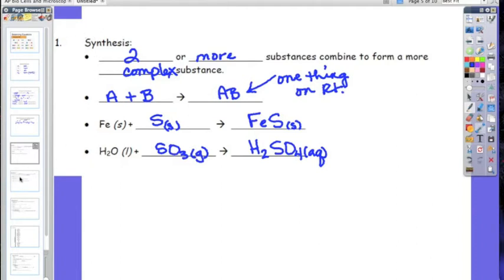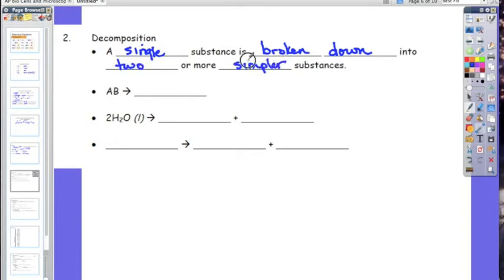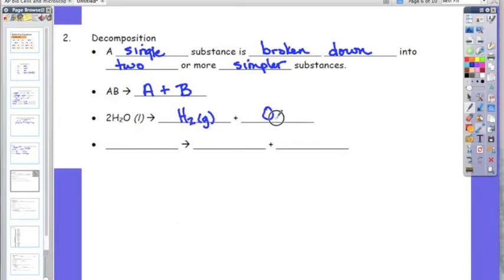The second type is a decomposition reaction. In a decomposition reaction, it's the reverse of a synthesis. So you have a single substance that is broken down into 2 or more simpler substances. An example would be AB yields A plus B. An example would be that water breaks down into hydrogen and oxygen.